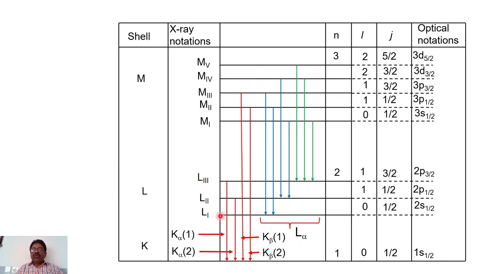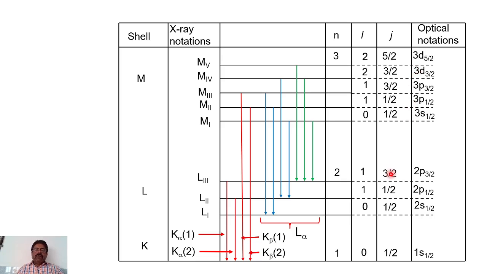L shell has three levels, so they are represented by these X-ray notations: L first, L second, and L third. And we have already seen the corresponding spectral notations or optical notations. They are also called optical notations. So 2s half, 2p half, and 2p 3 by 2 correspond to these quantum numbers. n is equal to 2 here for all these three. L is equal to 1 here for L3, and for L2 also it is 1. And for L first, the orbital quantum number small l is 0 and the corresponding J values. Therefore, these optical notations are shown here. Now let us try to understand this fine structure. M shell, you can see there are 5 levels. We have just seen M first to M5, and these are the corresponding optical notations.